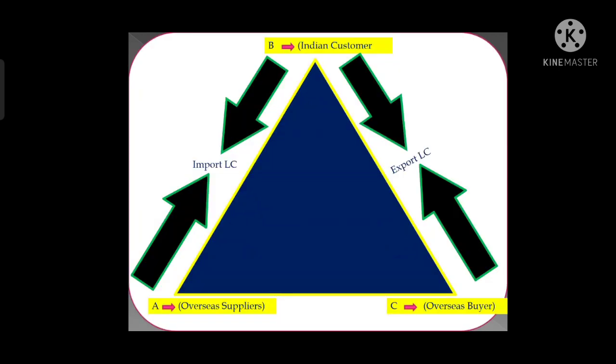This is a diagram where there are three entities: A, B and C. A denotes the overseas supplier, B depicts the Indian customer, the merchantator or intermediary, and C is the overseas buyer. So under this, if a transaction happens between A and B and A has a fear of risk of failure, then A would require an LC. A would instruct B to provide an LC from his bank.